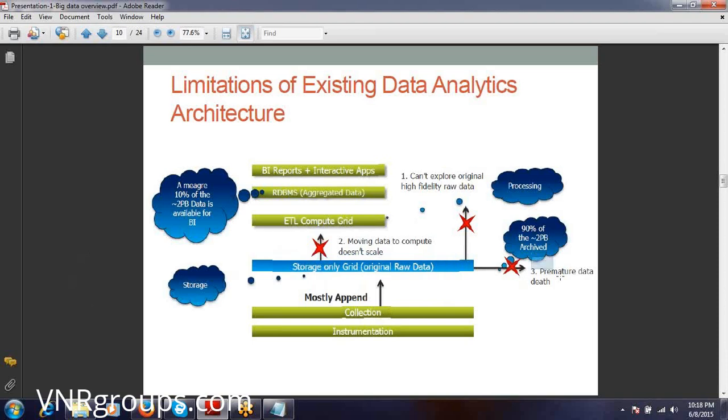And the third problem is premature data death. If you take the example of Yahoo, Yahoo uses a 4,000 node cluster. After some time, as data keeps on generating, you have stored your data onto the cluster and it has been filled up. Now some new data comes in. You don't have any space on the cluster. So what are you going to do?